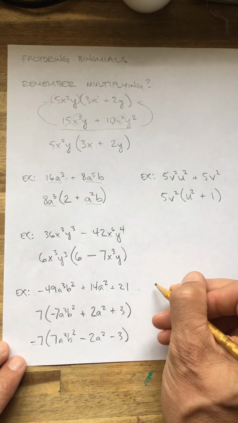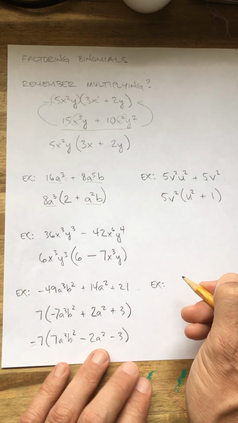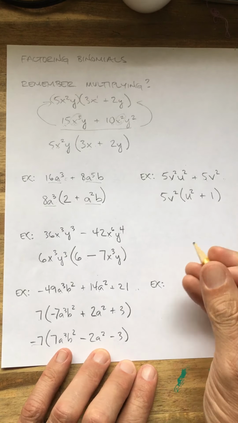Okay, let's do one last example. Let's do this. Negative, and you'll see, here's another example just like it, okay? So negative 60u to the 8th v, minus 10uv to the 3rd plus 40uv squared. Okay? All right, give that one a shot.